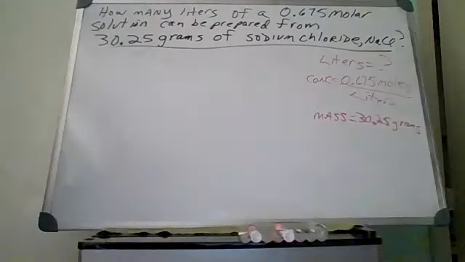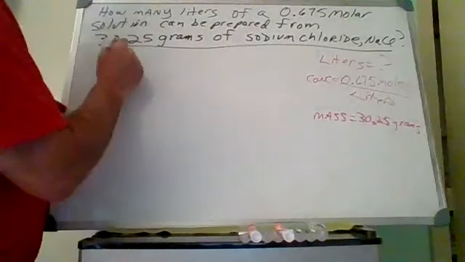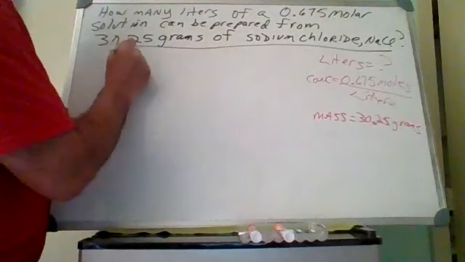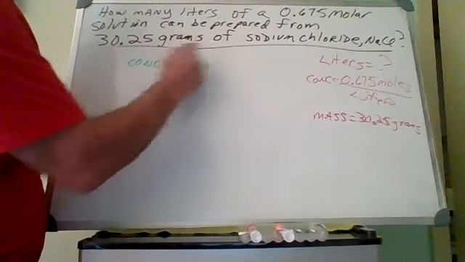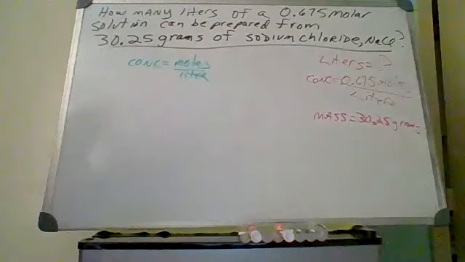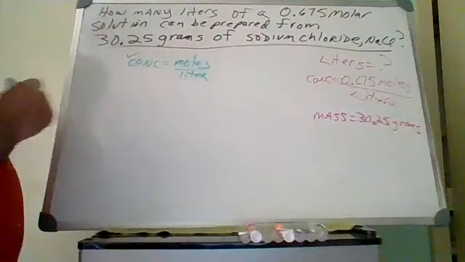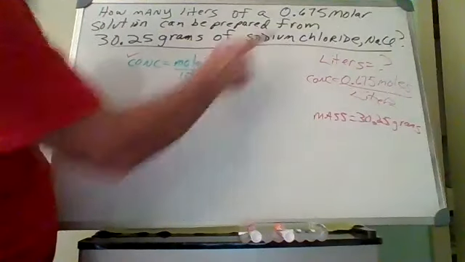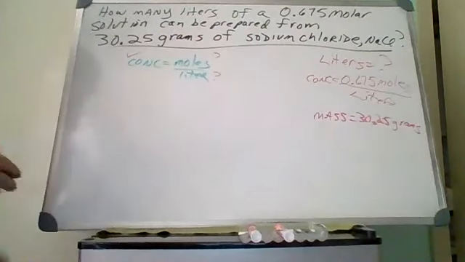Okay. So now I'm going to write down my equation for concentration. Concentration equals moles per liter. Okay. I look on the right-hand side. Well, I know the concentration. I don't know the liters, question mark. And I don't even see the moles written there, so there's no way I can know the moles.